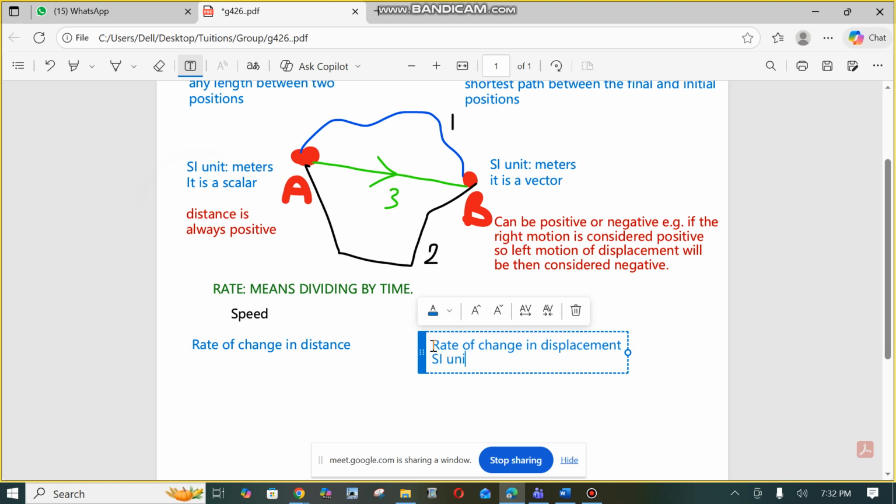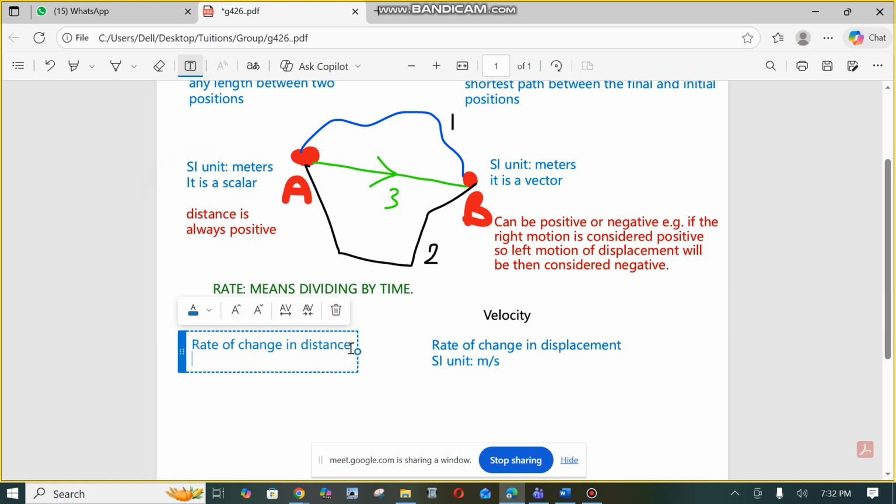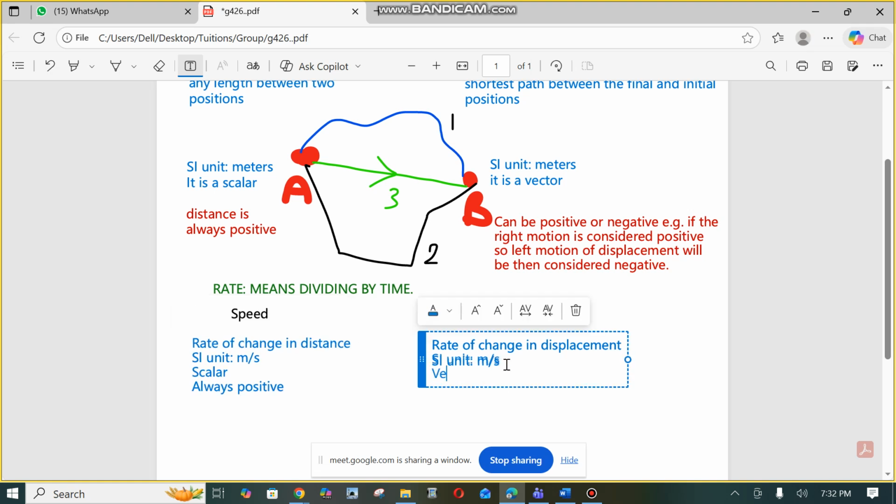When we talk about displacement, the velocity's SI unit is meter per second. And similarly for speed, the SI unit is the same because you're dividing the distance by time, meters divided by seconds. This brings us to the fact that speed is a scalar quantity because it has no direction and is always positive, because direction in physics is denoted by a negative sign. And velocity is a vector, so it can be positive, or it can also be negative.